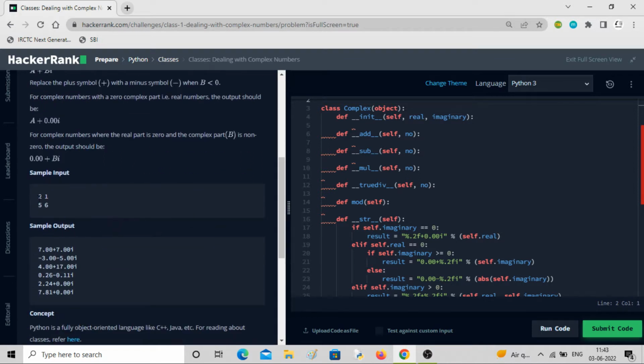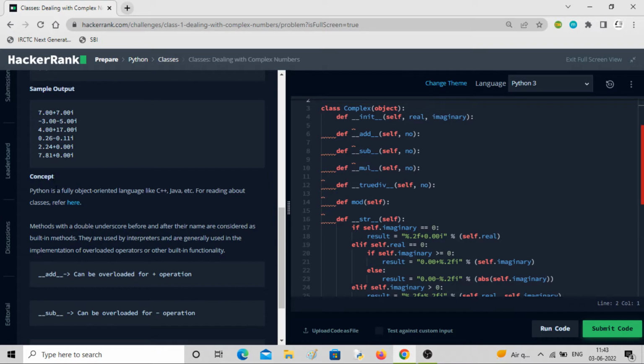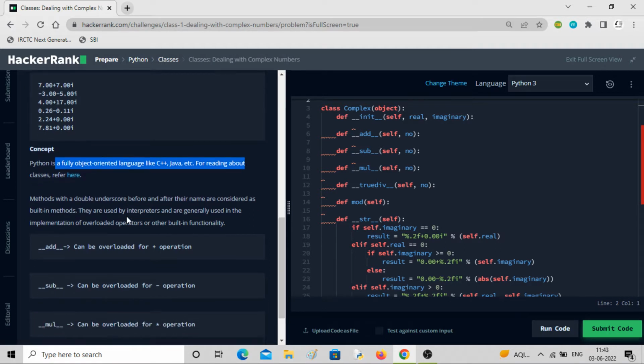And this is an example. C is given as 2 1, D is given as 5 6, meaning the real part is 2, the imaginary part is 1, the real part is 5, the imaginary part is 6. So C and D are here. You are calculating C plus D, C minus D, C into D, C divided by D, modulus C, modulus D. Python is a fully object oriented language, like C++, Java, etc. For reading more about it, you can go through here.